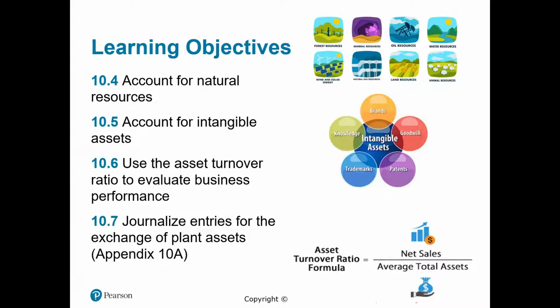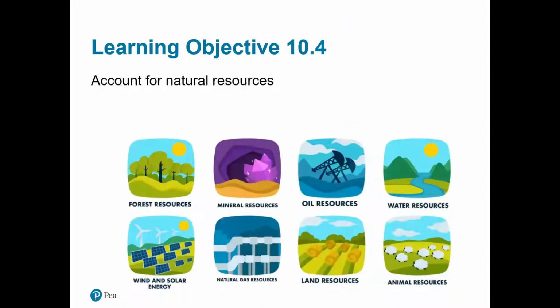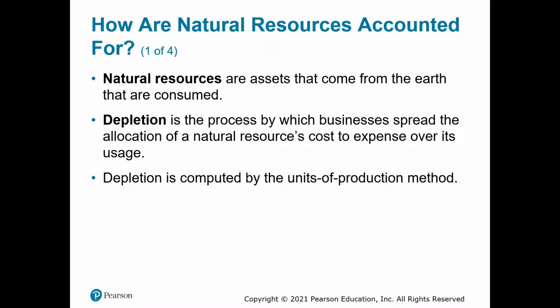So learning objective 10.4, account for natural resources. So what exactly are natural resources? A natural resource is an asset that comes from the earth and is consumed. Some examples of natural resources are natural gas, iron, gold, diamonds, coal, timber.